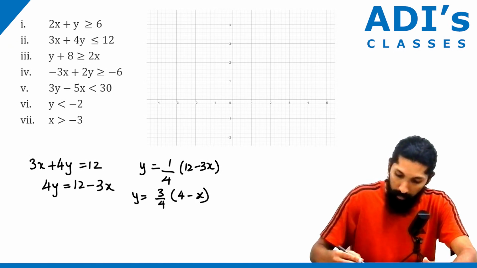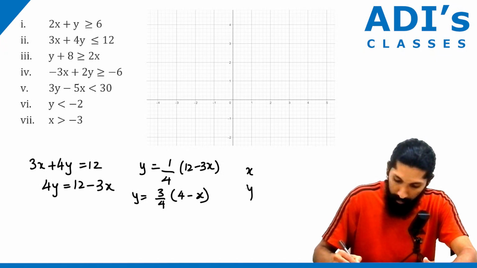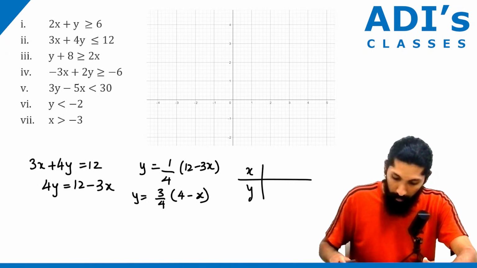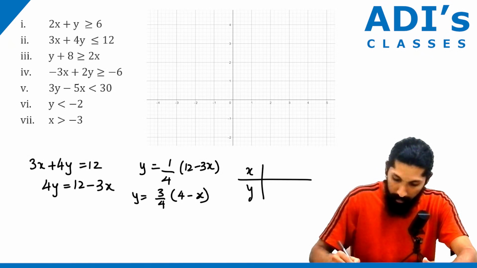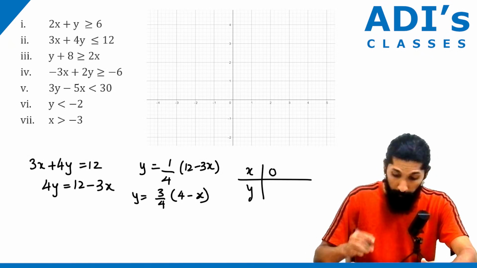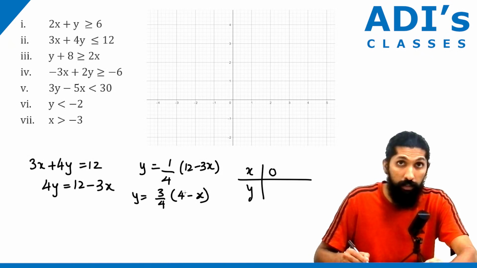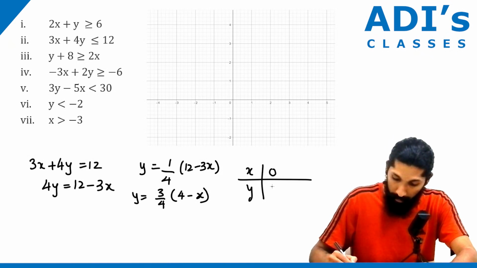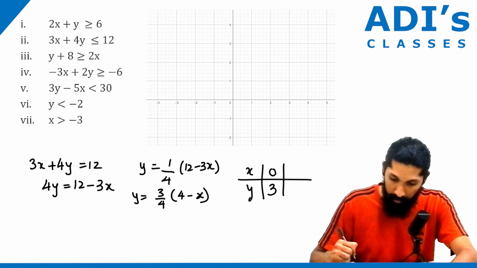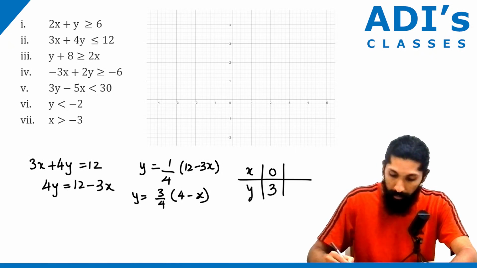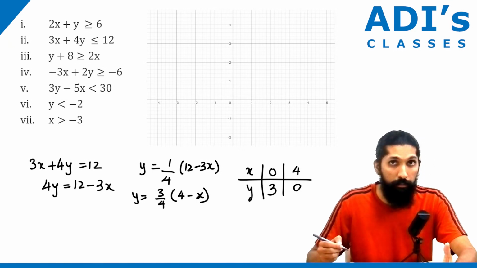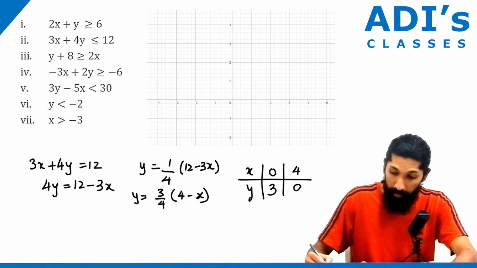Okay, now take the values. You have x and y. Now, in the first case, you can take x value as 0. If x value is 0, you have 3 by 4 of 4, which basically is 3. When x is 0, y value is 3. Now what I'll do, I'll take x value as 4. So y value becomes 0. Very simple. Again, it's a slack inequality.